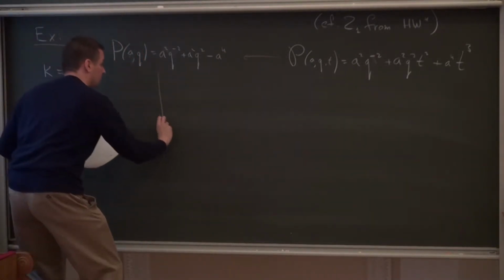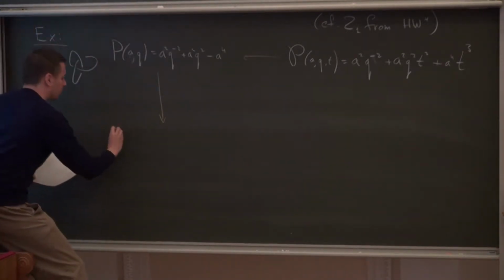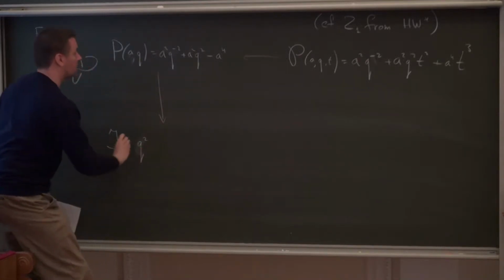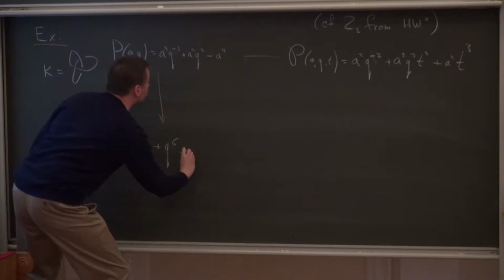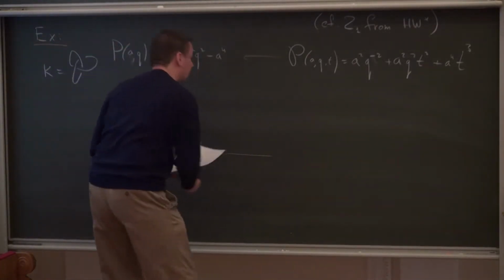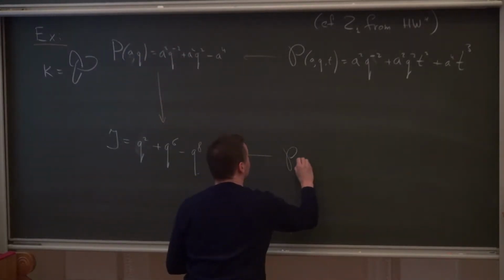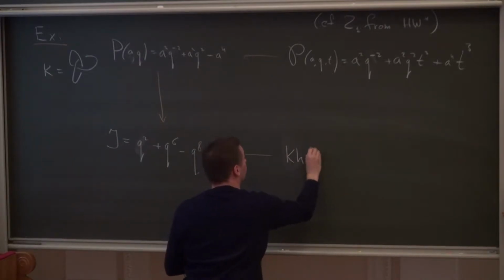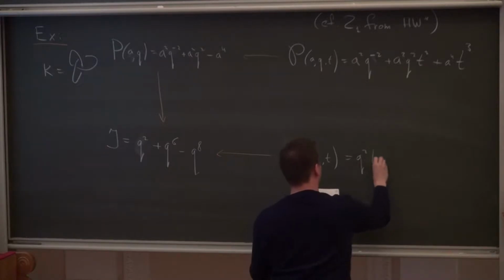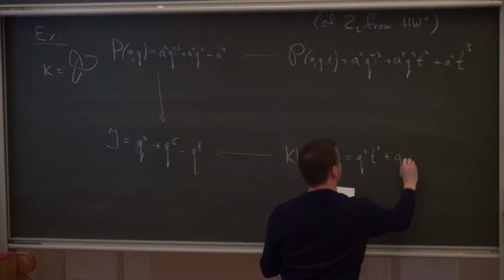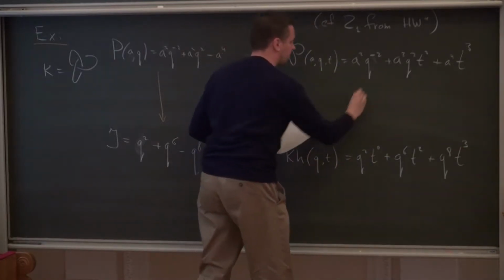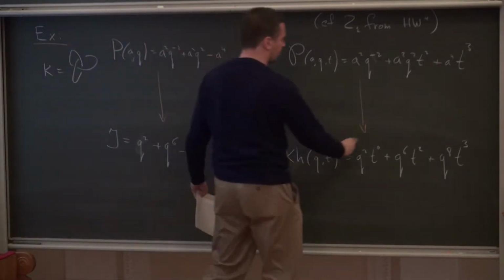So then, if I want to specialize further, it's very easy to obtain this version, the Jones polynomial, which in this case would obviously be q^2 + q^6 - q^8. And this in turn is obtained as a specialization of this Khovanov homology. I'll just write it as KH, which depends on q and t, and has the form q^2 t^0 + q^6 t^2 + q^8 t^3.